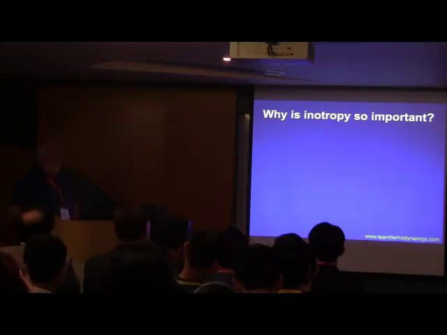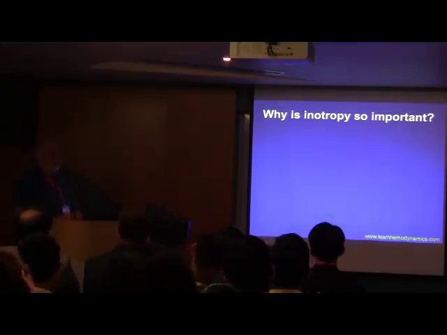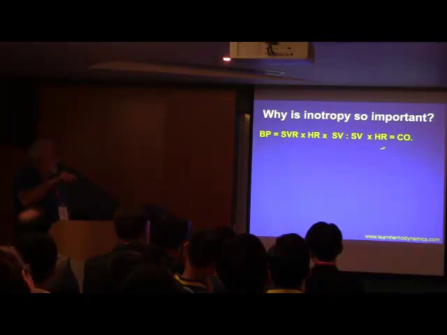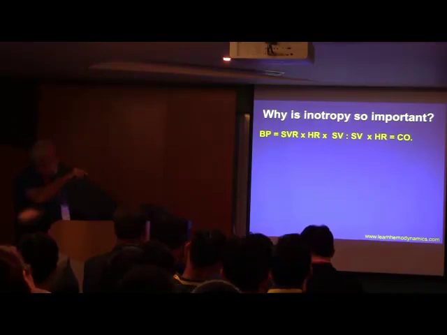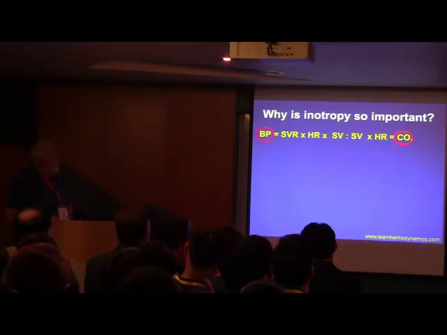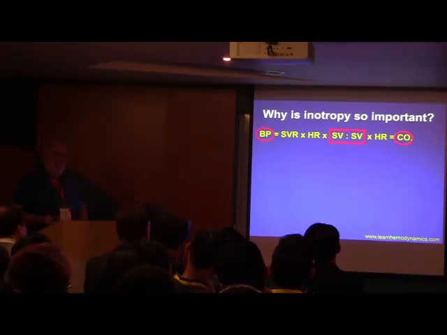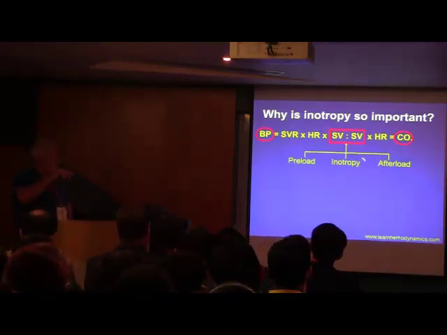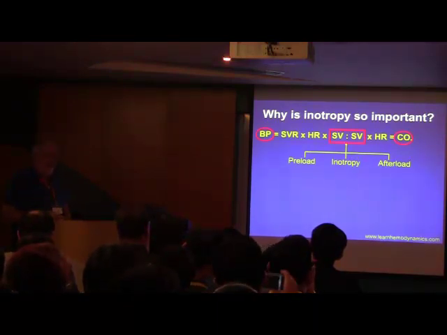Why is inotropy so important? Well, I'm unashamedly going to take you back to your medical school physiology. You learned when you were there that cardiac output was heart rate times stroke volume. So cardiac output times vascular resistance gives you blood pressure. So these two important parameters, cardiac output and blood pressure, depend centrally on stroke volume. And stroke volume depends on three things: preload, inotropy or myocardial contractility, if that's how you learned it, and afterload.